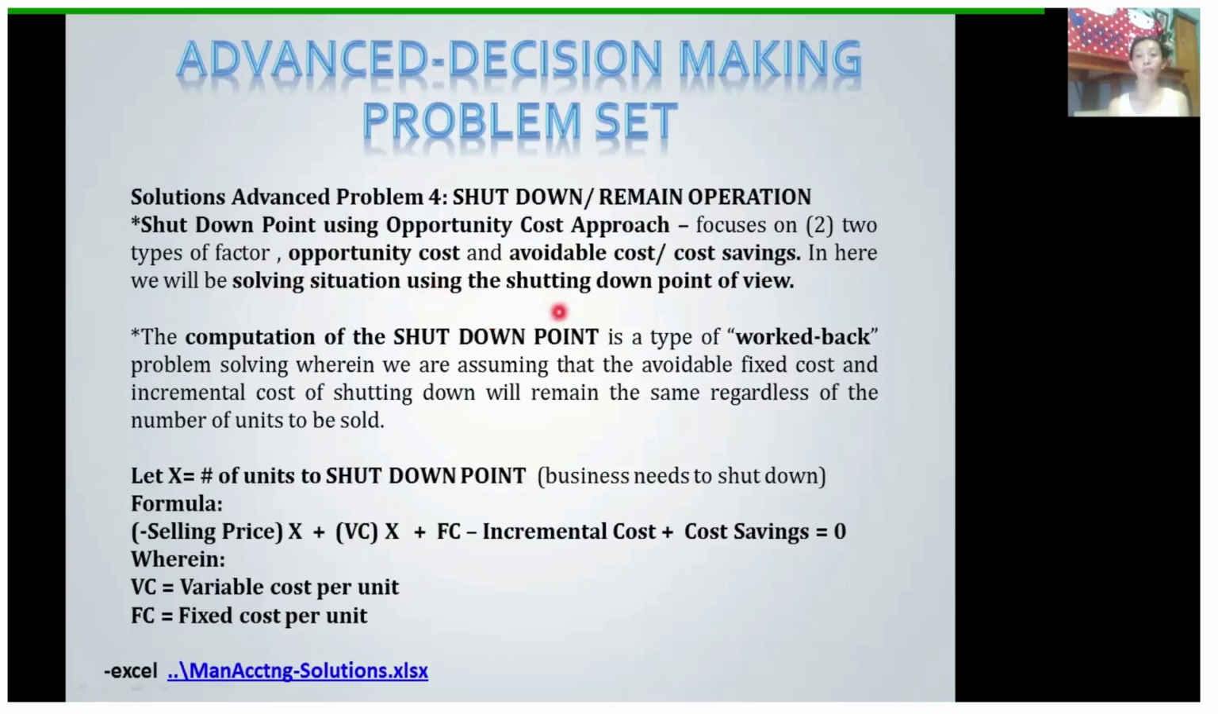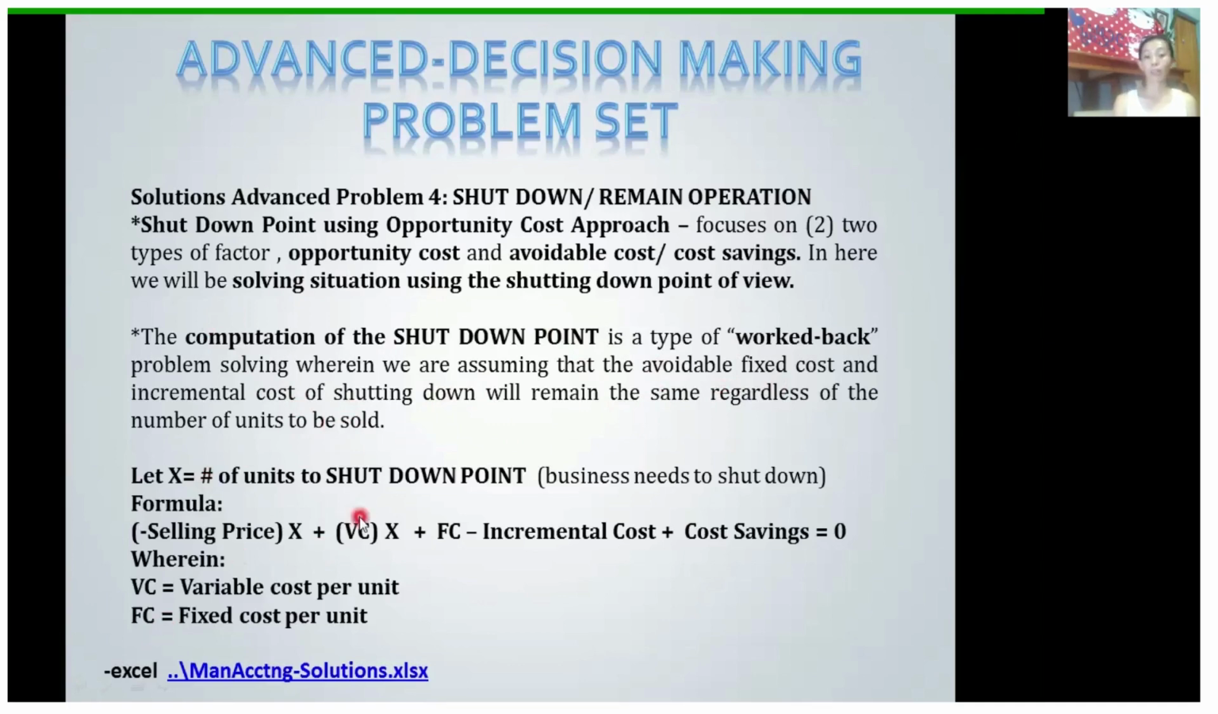First, the calculation of the net disadvantage will be from the perspective of shutdown, meaning we will be calculating the net income or net loss in the shutdown point of view or setup. The computation for the shutdown point is a type of workback problem solving, wherein we are assuming that the avoidable fixed cost and incremental cost of shutting down will remain the same regardless of the number of units to be sold.